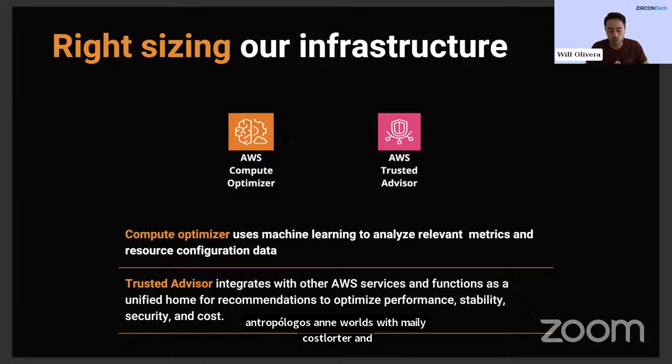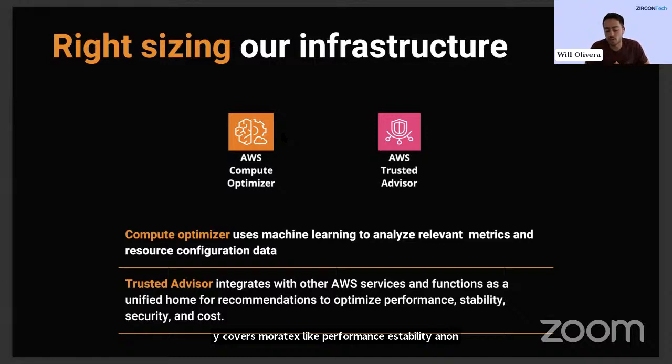But it covers more aspects like performance, stability, and also security recommendations. So I would say that it's not one or the other. You could perfectly use both services and get better assessments and maybe compare those suggestions. In terms of costs, Compute Optimizer has a small fee for working with your resources. And for Trusted Advisor, you need to pay for a basic business support plan in order to make it work. So have that also into account.